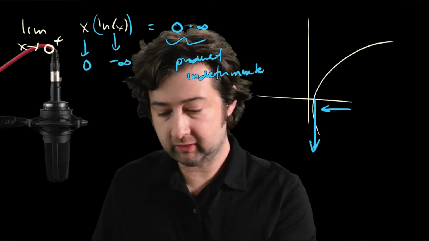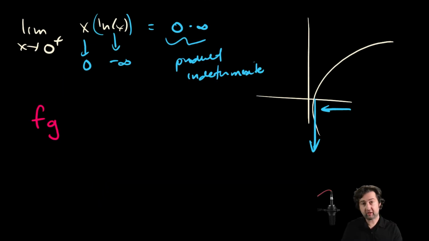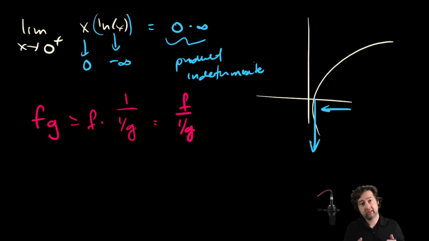The way that we fix this one is we use the observation that a product of functions can be rewritten as a quotient of functions. If I have a product fg, I can always rewrite it as f times 1 over g. Because after all, dividing by a fraction is the same as multiplying by its reciprocal. So what that means is, if I have a function of the form 0 times infinity, I can rewrite that function as 0 over 0 or infinity over infinity. Because if f goes to 0, then 1 over f goes to infinity, plus or minus.